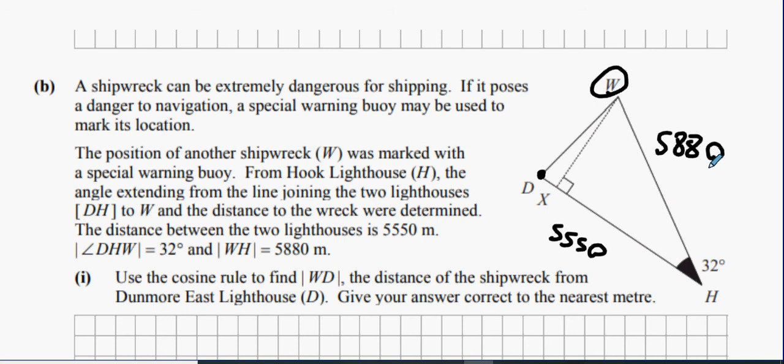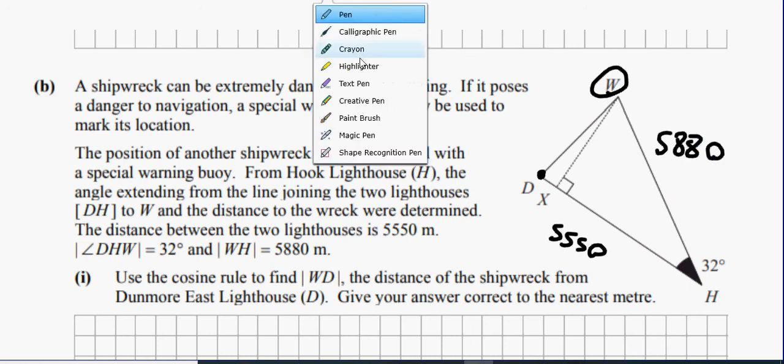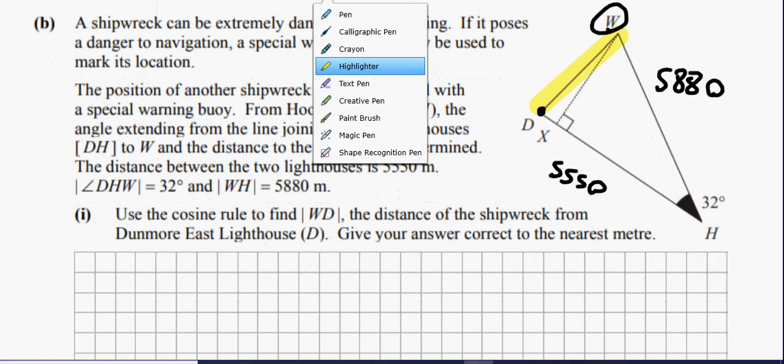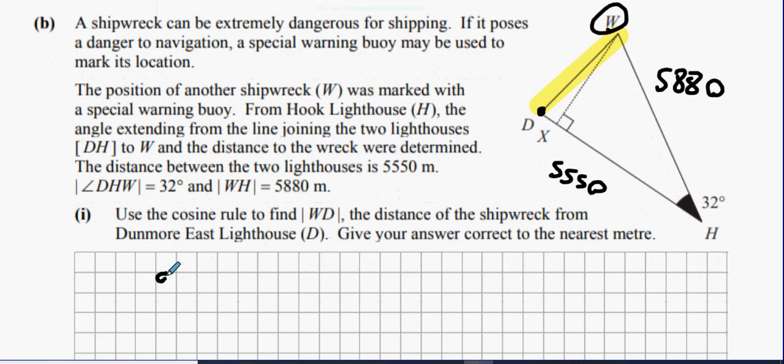Find WD. Using the cosine rule. Very nice. You actually gave us what we're doing. Find that yellow line there using the cosine rule. Alright guys, what's the cosine rule? A squared equals B squared plus C squared minus 2BC cos A.